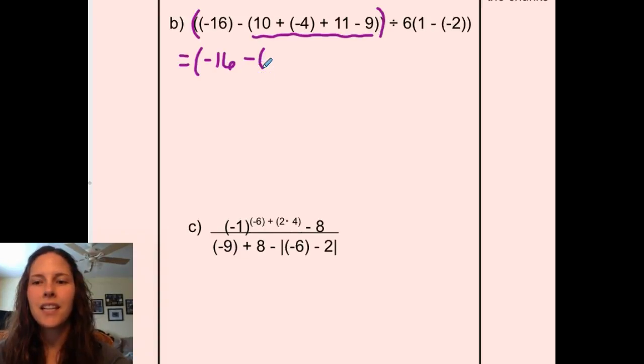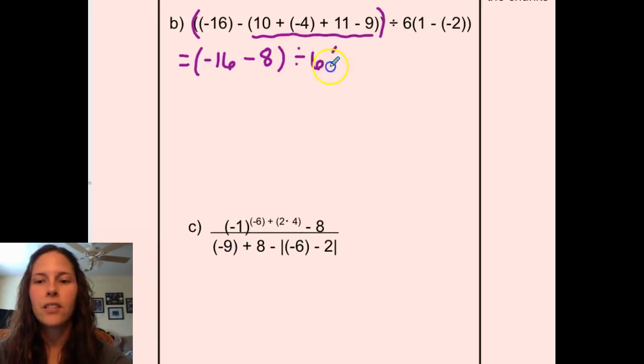Inside this second set, I need to add and subtract in order from left to right. So I have 10 plus negative 4 is 6, plus 11 is 17, minus 9 is 8. Since I evaluated everything inside that parenthesis, I can drop that grouping symbol as well.